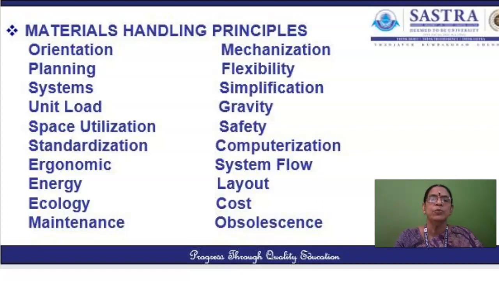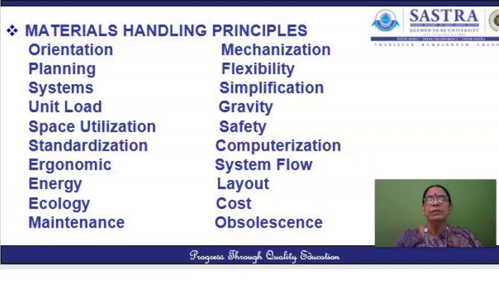Safety principle must go hand in hand with the gravity principle. It must have the safety methods of handling the equipment. Mechanization principle deals with the mechanical methods or the automated methods of the material handling equipment. Standardization is that both the materials and also the material handling equipment should be standardized. The methods, the types and the sizes of the material handling equipment should be standardized.